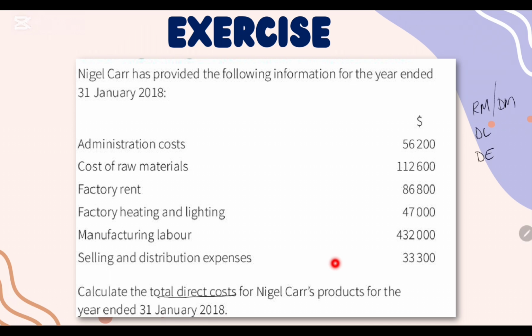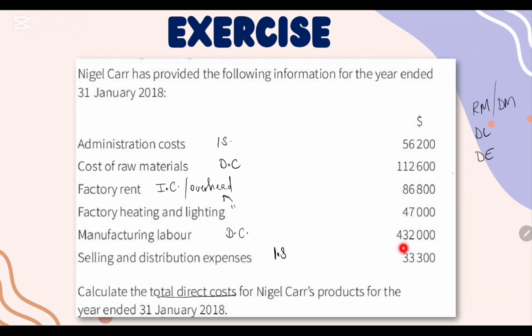Anyway, admin cost is out of the factory, so this here is going to be something that goes to the income statement. Cost of raw material, this is a direct cost. Factory rent, this is an indirect cost. It's in the factory, so it's an overhead. Factory heating, same as above. Manufacturing labor is the same thing as direct labor, so this here is a direct cost. Selling and distribution cost, this here will go in the income statement.